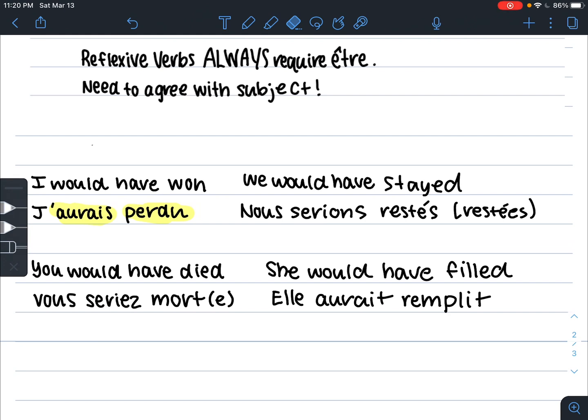If we wanted to say something like "we would have stayed," we have to remember that the verb rester corresponds with être, which means we have to say something like nous serions, which is the form of être in the conditional, and we have resté or restés. It just depends on whether your subjects are females or males.